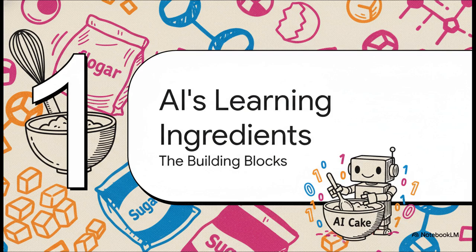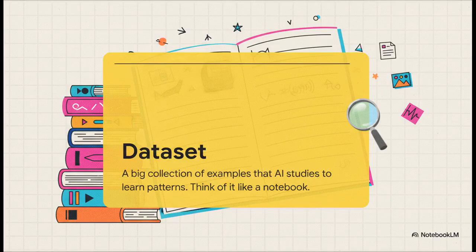Okay, so if an AI learns from examples, what are the actual ingredients it needs to cook something up? Because just like baking a cake, you can't just throw things in a bowl and hope for the best. AI needs a proper recipe. So let's take a look at the flour, sugar, and eggs of AI's learning process. First up, ingredient number one, the dataset.